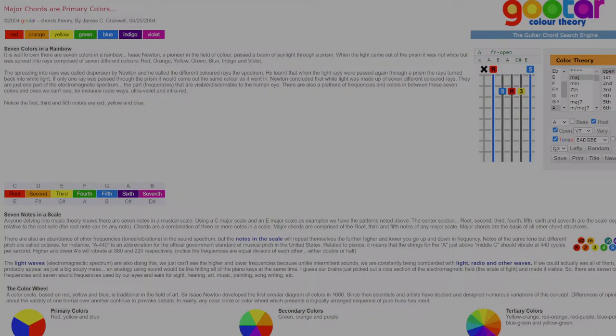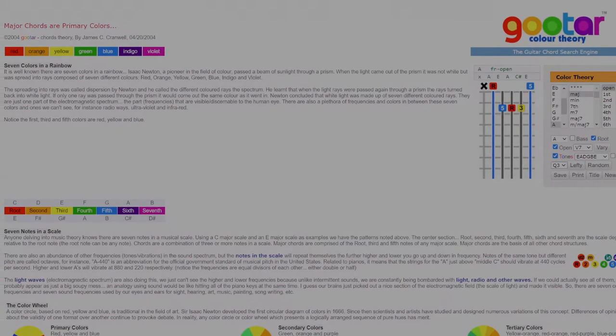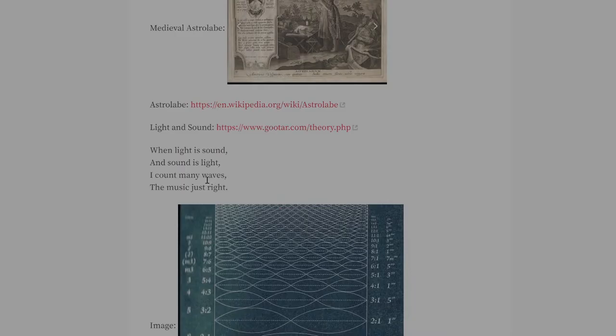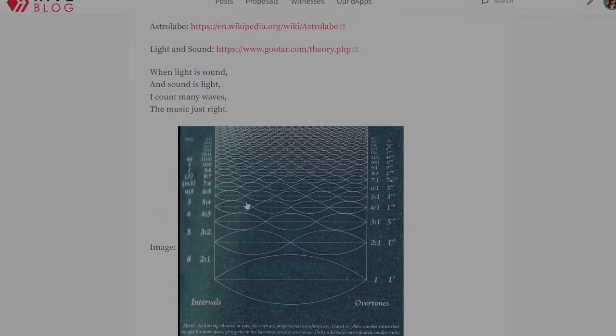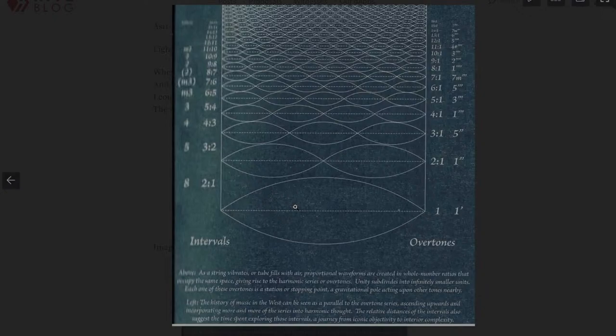See here, this goes back to light and sound, which is one of those things we've talked about a lot over the year or so that we've been covering this, which is how light is the same thing as sound. So you can make sound make light, etc., and sound can be classified as light, and vice versa. When light is sound and sound is light, I count many waves, the music just right. And here's the image.